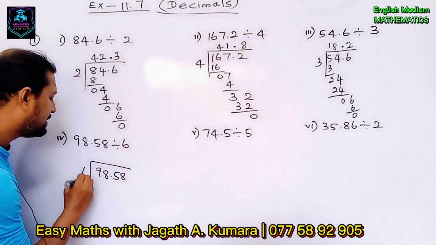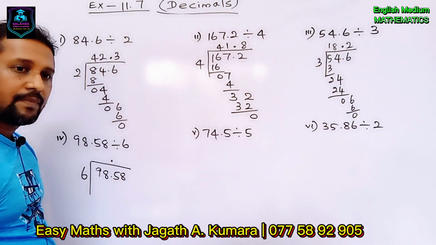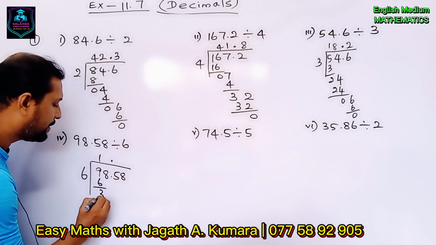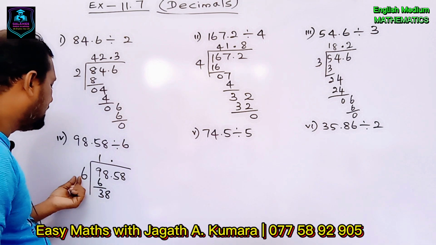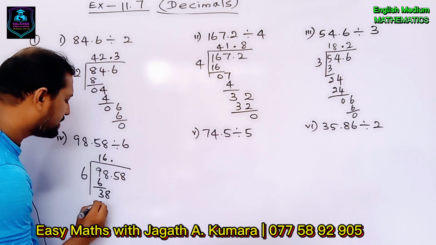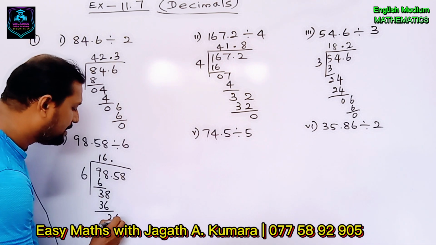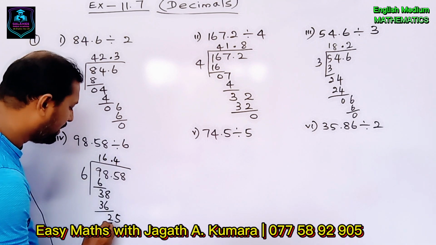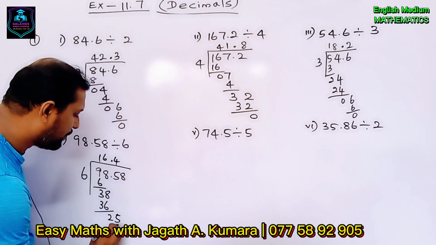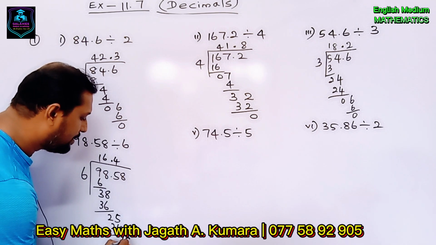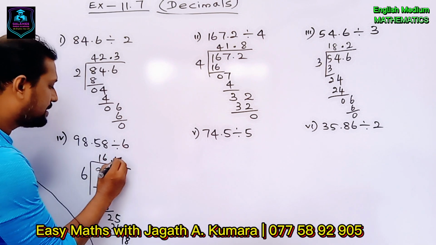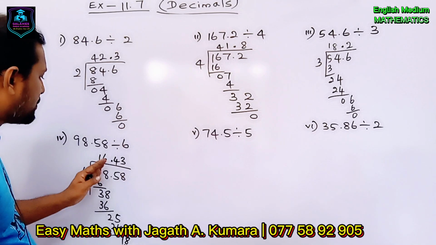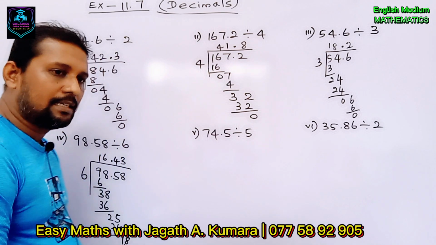98.58 divided by 6. Keep the decimal point here, right? 9 divided by 6, 1. 1 times 6, 6. Remaining 3. Then this 8 take here. 38 divided by 6, 6. 6 times 6, 36. Remaining 2. Then this 5 you can take here. 25 divided by 6, 4. 4 times 6, 24. Remaining 1, then this 8 you can take here. 18 divided by 6, 3, 3 times 6, 18, 18 minus 18, 0. So the answer is 16.43. It is the fourth part answer.